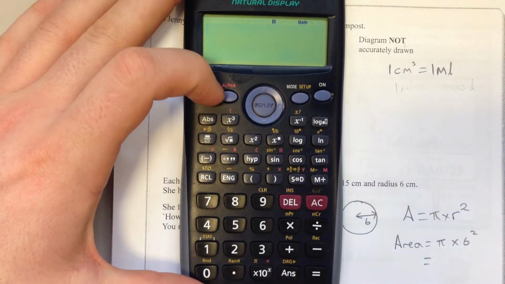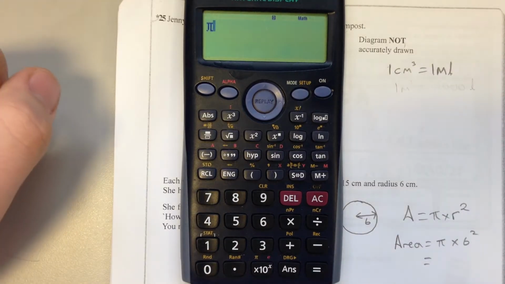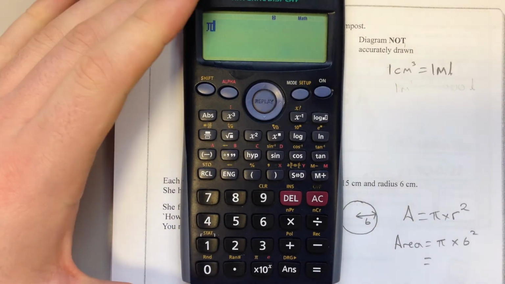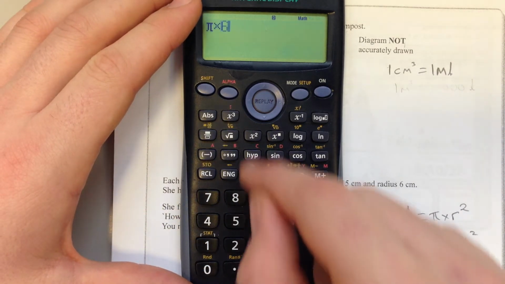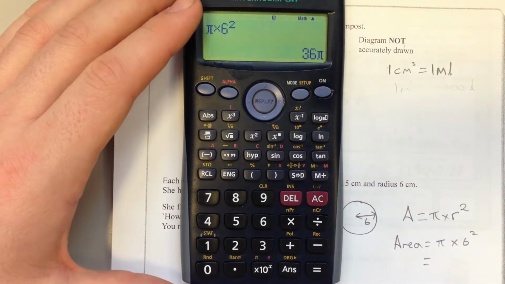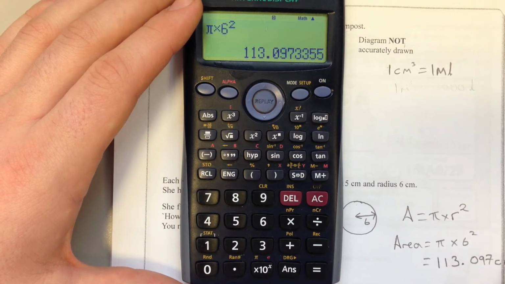You press the pi button, which is down here. If you can't find the pi button, you could use 3.14, but it's easier to use the pi button. Multiplied by 6 squared. And the answer there is 113.097 centimeters squared.